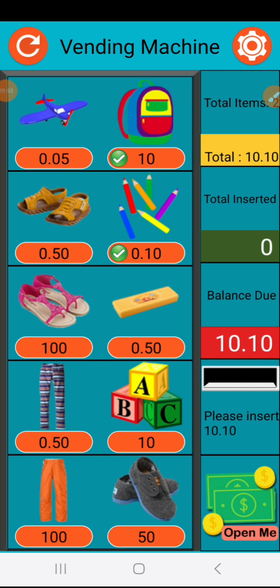$10.10. Okay. If you didn't choose nothing, if you just chose the pencils, you owe 10 cents right now. But you chose the backpack, $10 plus 10 cents, $10.10, which you owe so far. Now pick everything else that you had.